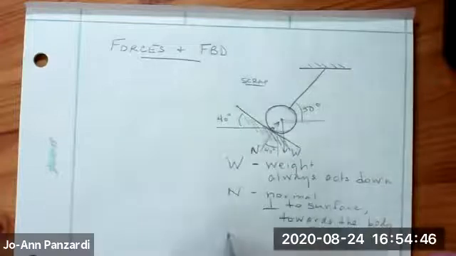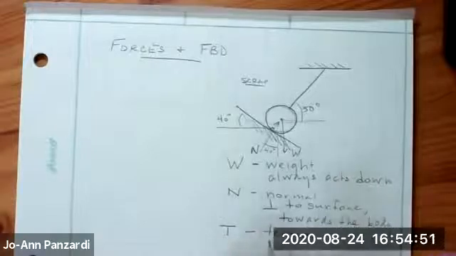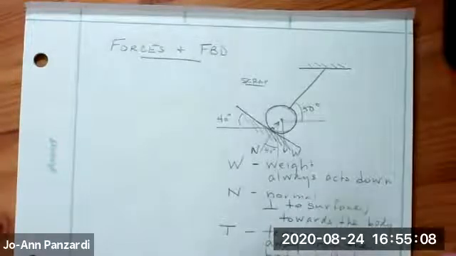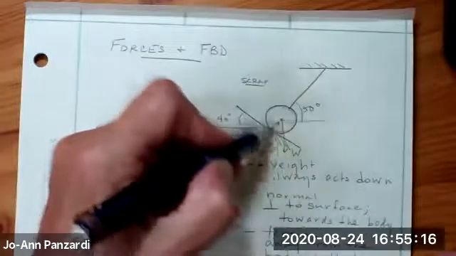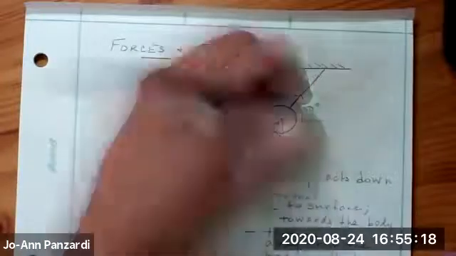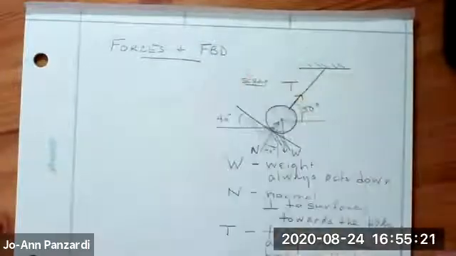In addition, we have tension. And tension is always drawn away from the body in the direction of the cable or the wire or the rope. So in this case, again, if this is the body that I'm thinking about, this cylinder, my tension would be going up. And I'm going to label that tension.